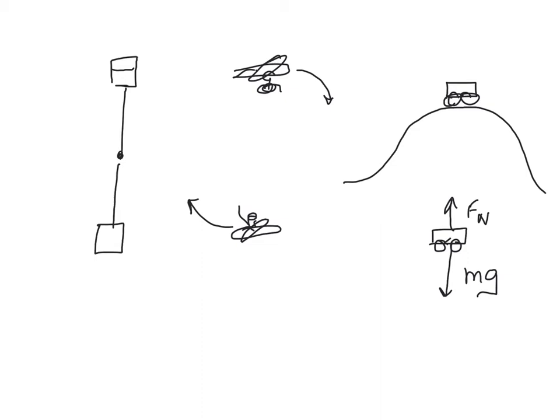So we have the bucket going in a vertical circle instead of a horizontal circle. We have the plane flying in a circle. And we have the roller coaster car or something going over a circular mound. And so what we want is to draw the free body diagrams for all of those situations. So let me take out these lines. Whoops.